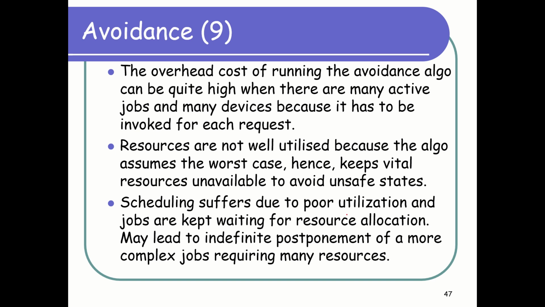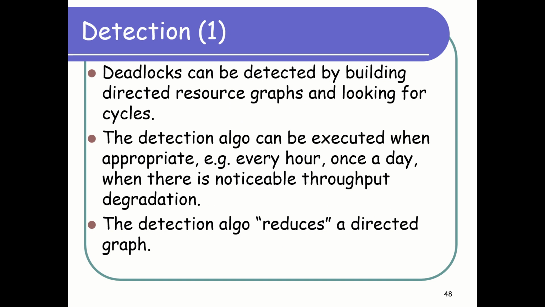Scheduling suffers due to poor utilization, and jobs are kept waiting for resource allocation. So you try to schedule, but the utilization is very poor because jobs keep waiting for resource allocation. This may lead to indefinite postponement of a more complex job requiring many resources, so it will be a deadlock. So now we go for detection.